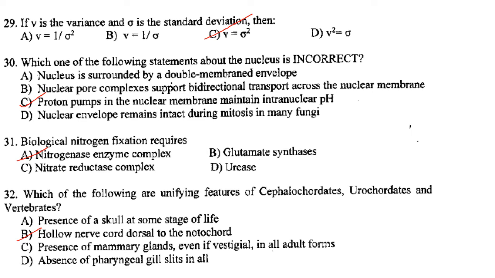Then which of the following statements about the nucleus is incorrect? Nucleus is surrounded by double membrane. Yes. Nuclear pore complex supports bidirectional transport across the nuclear membrane. That is also correct, because bidirectional trafficking occurs continuously between the cytosol and the nucleus. Then proton pumps in the nuclear membrane maintain intranuclear pH. That is the wrong one, because proton pumps are located in the plasma membrane, mitochondrial membrane and chloroplast thylakoid membrane. So that is wrong, incorrect.